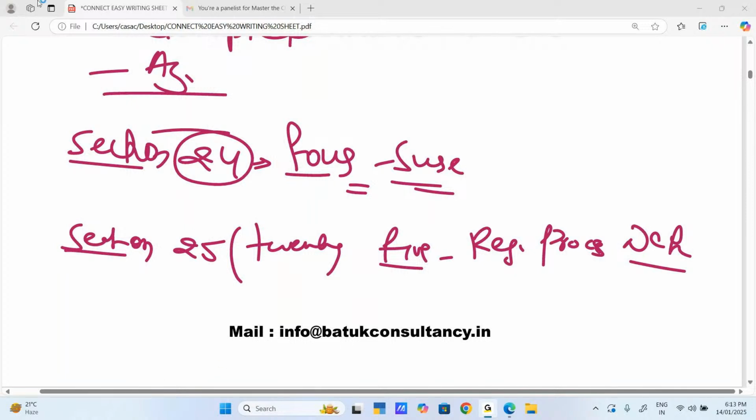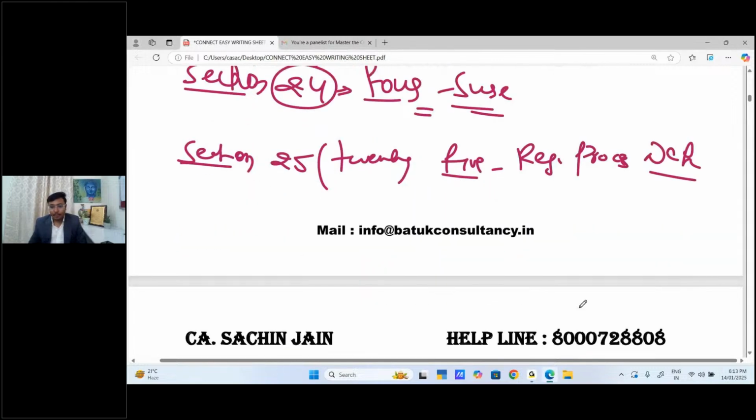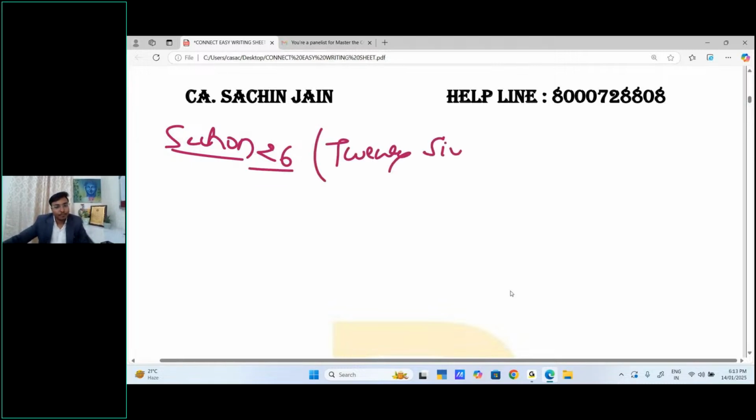Next section, section number 26. Section number 26, just try to link this word 26. Section 26, registration fix. Section 26, registration fix. This section talks about the deemed approval of your registration.